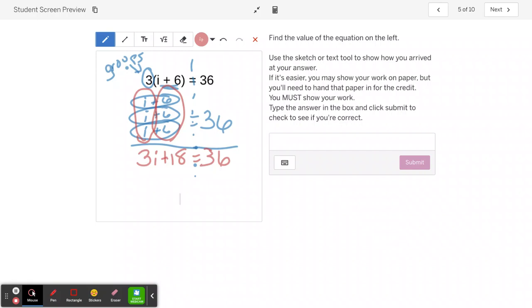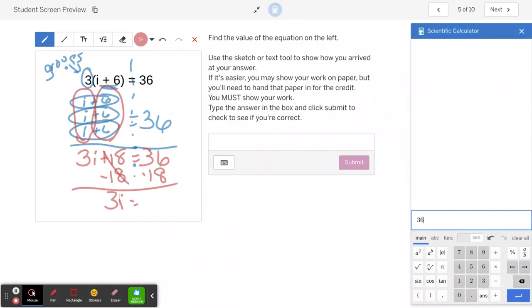Now I've got a two-step equation. How do I solve it? Well, what am I going to take off? I'm going to undo the 18 with a minus. Take those off. 3i equals 36 minus 18. If you need to double check your mental math, should be 18. Last step, divide by 3. Should be 6.